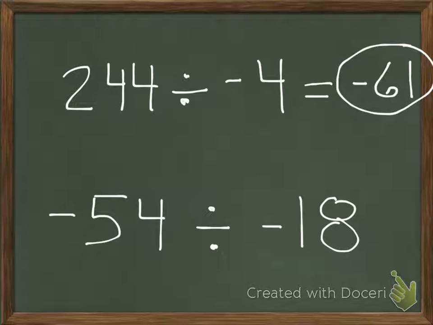Then we have a negative 54 divided by negative 18. So if we divide 54 divided by 18, we get 3. And since there are 2 negatives, when we divide a negative by a negative, we get a positive. So it's going to be positive 3.